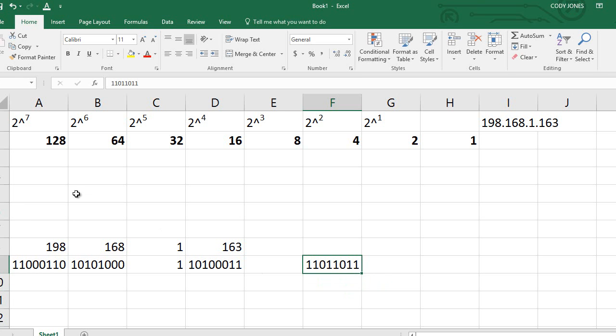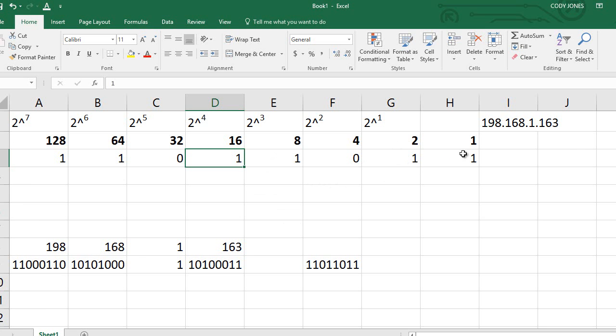Okay, same chart. I'm going to type my 1, 1, 0, 1, 1, 0, 1, 1. Now I'm just adding up to find out what this binary number means in decimal. So 128 plus 64 is 192. 192, we're not using this one because there's a 0 there. 192 plus 16 is going to be 208. 208 plus 8, 216. 216 plus 2, because we have a 1 here.